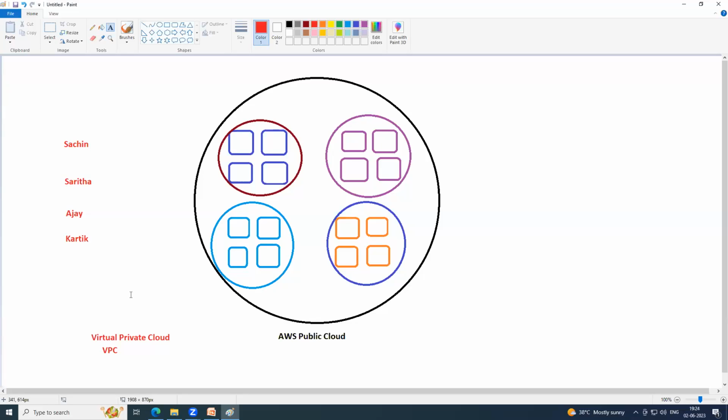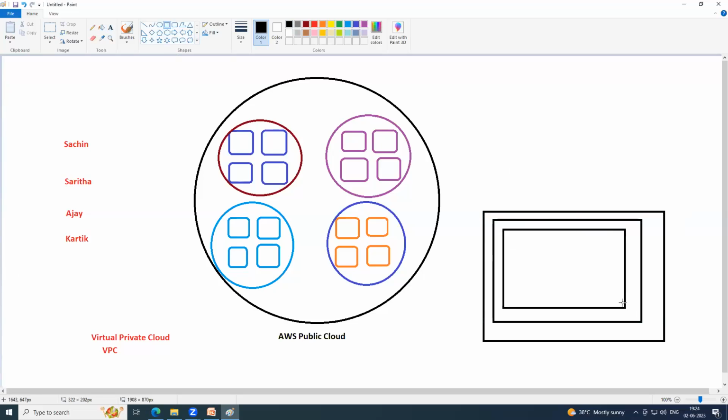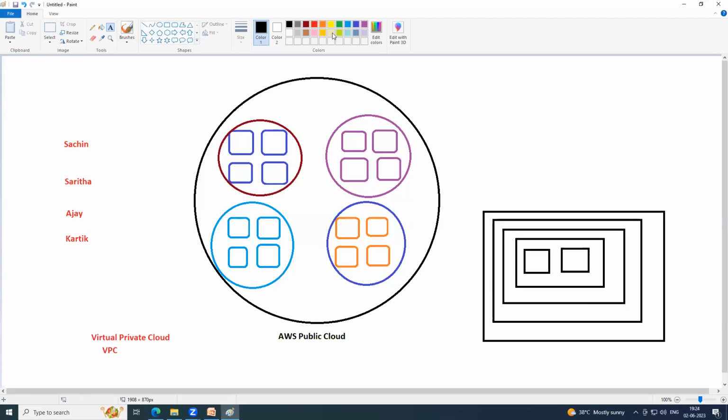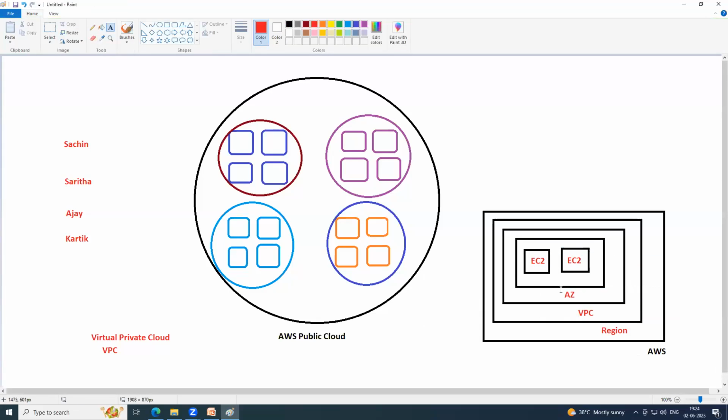You understood what VPC is now? VPC is a very big topic, but I'll talk about it. I'll put one more diagram. AWS, region, then VPC, availability zones, and then EC2. What is the outer layer? AWS. Inside it, the region, very good. Then the VPC, then availability zones, and inside this you have EC2 instances. Now see how it is architected.